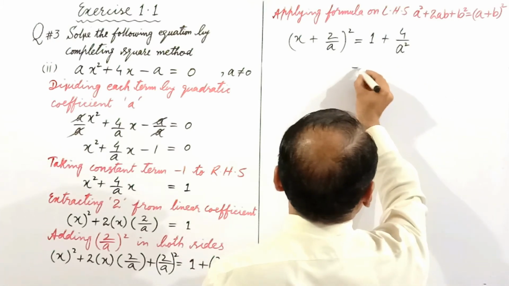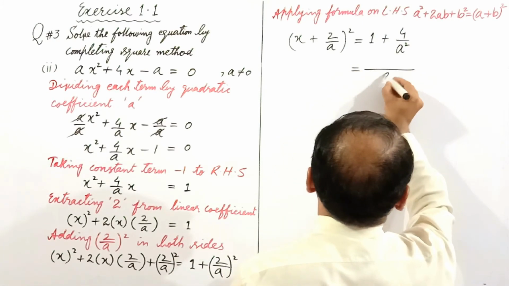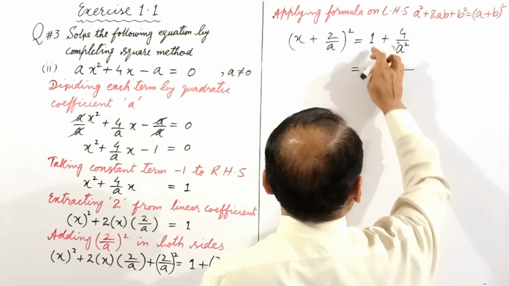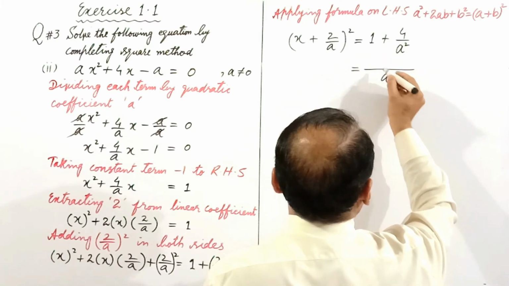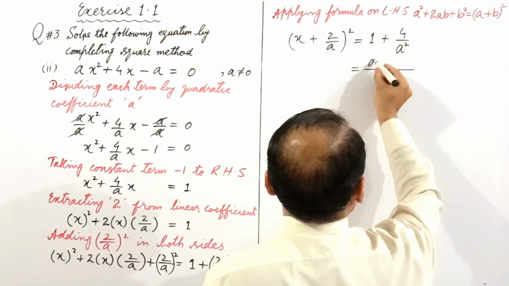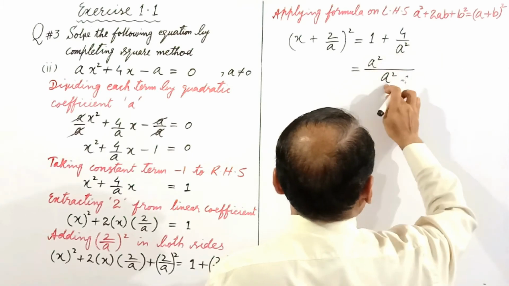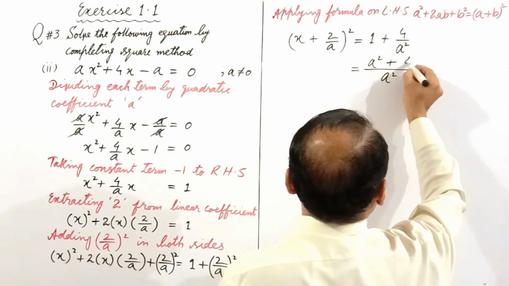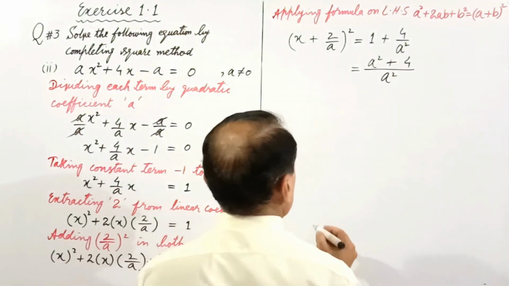By taking the LCM of the right hand side, we have a square. A square divided by 1 in the denominator gives a square. A square times 1 is a square, and 1 times 4 is 4. So we got the LCM.